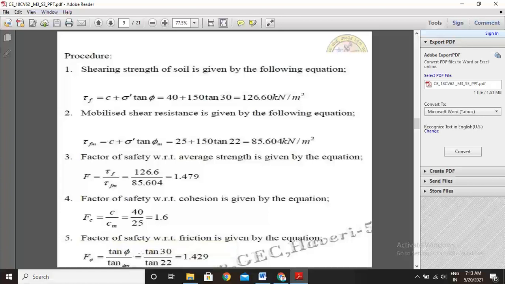Factor of safety with respect to friction is given by the equation, that is F phi equal to tan phi by tan phi m. So now in this equation, phi is 30 degrees and phi m is 22 degrees. While solving this, we are getting a factor of safety of 1.429. So this is the solution of this type of problem.